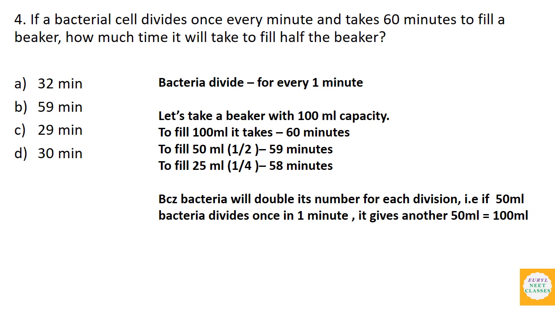So as per the given criteria, the 100 ml beaker is filled by 60 minutes. So definitely it has to come from a half. That means just before 60 minutes, at the 59th minute, the beaker was filled to half, that is 50 ml. Got it? So this half beaker containing 50 ml of bacteria, if they divide, they add up this extra 50 ml and fill the beaker, that is equal to 100 ml by the 60th minute. All this happened in 1 minute.